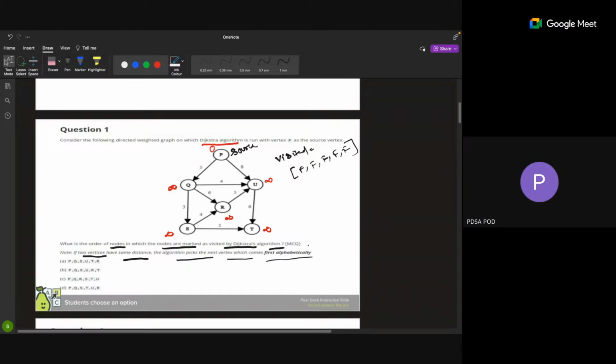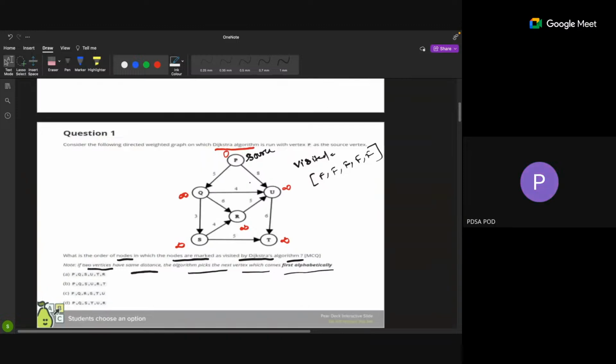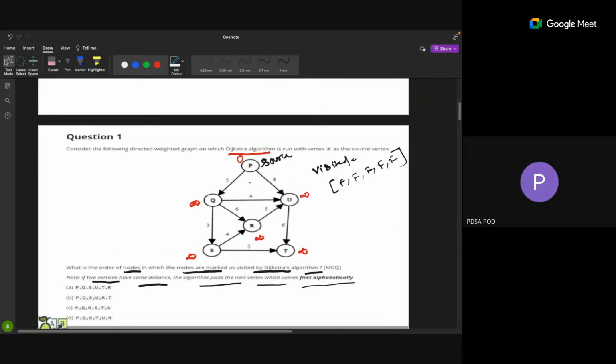Fine. So now let's do the Dijkstra's algorithm and see how we solve it. So look here, P to Q and P to S. Hello. Could you zoom the screen a little bit? Zoom out. Still zoom it. Is it okay now? Yes, sir, okay.